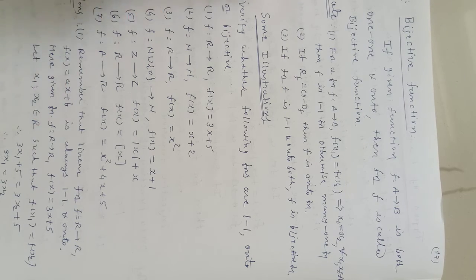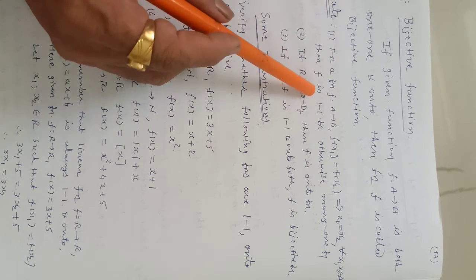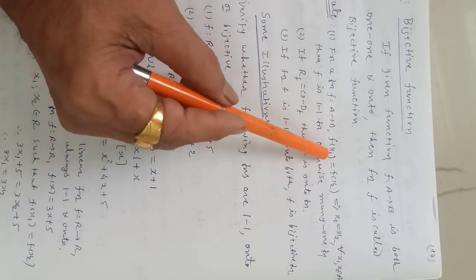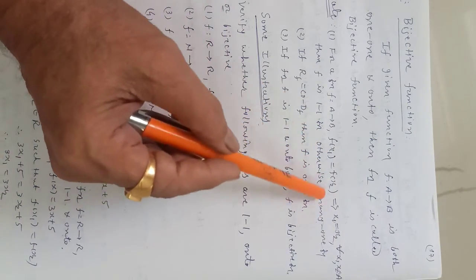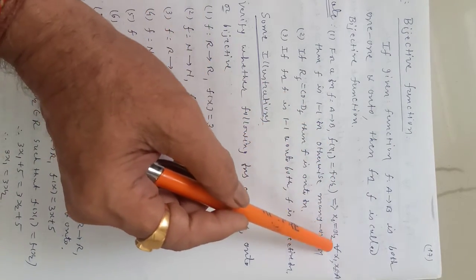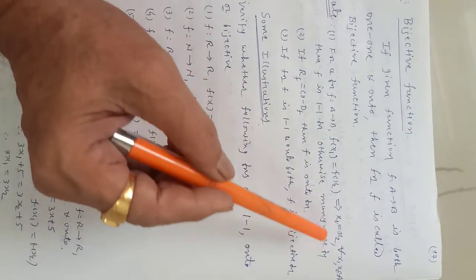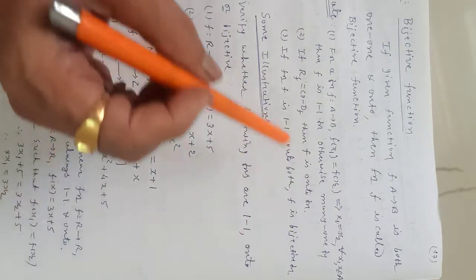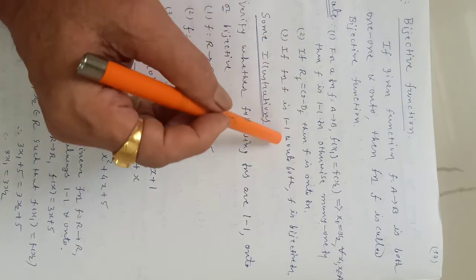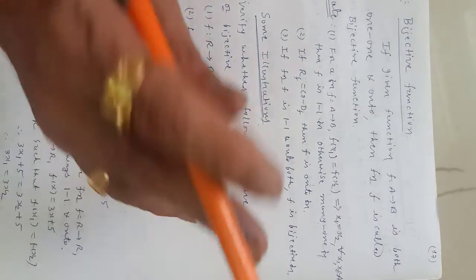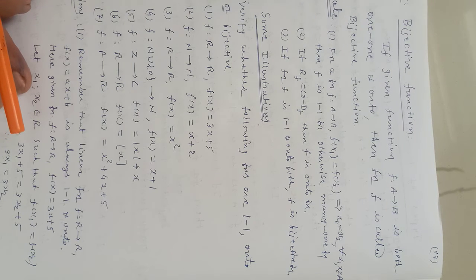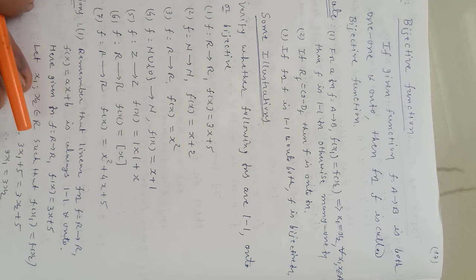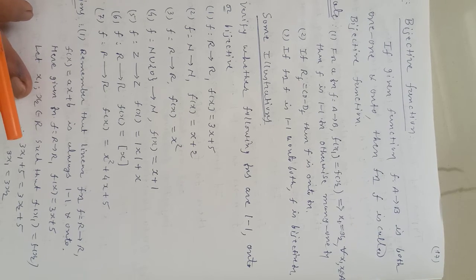See the note here: for a function f from A to B, f(x1) equal to f(x2) implies x1 equal to x2, this you remember, then f is called one-one, otherwise many-one. If Rf equals codomain f, it is called onto. If function f is one-one and onto both, f is called bijective. Clear? Okay, now we have some examples, two or three we will discuss today.